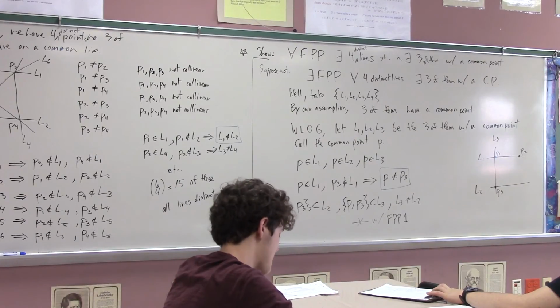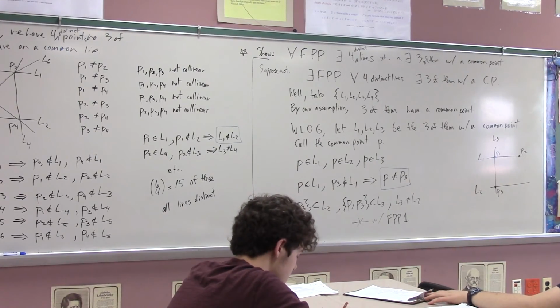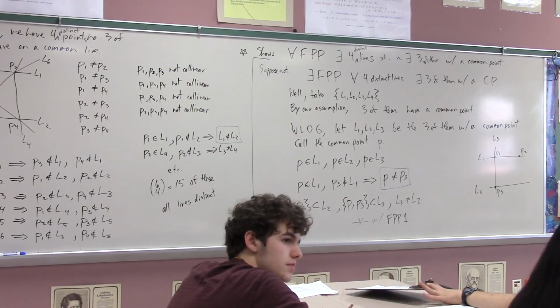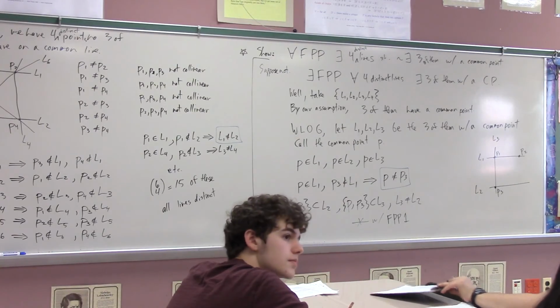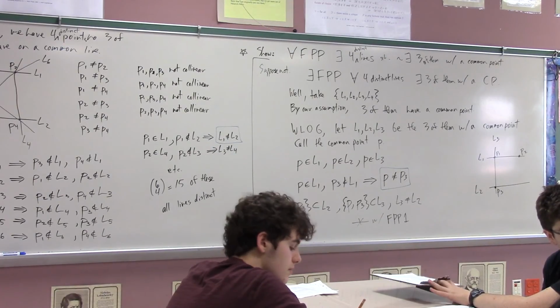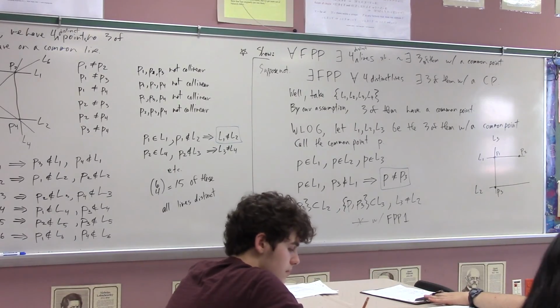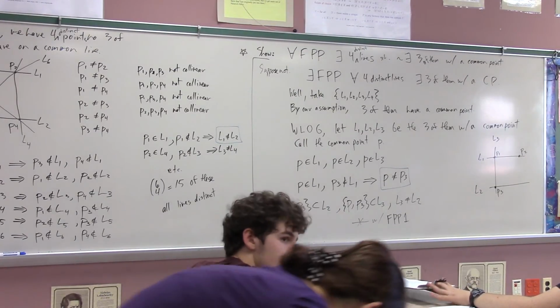So does everyone understand what we're doing? We're showing that FPP1, FPP2, and FPP3 prime imply FPP3. Which means that we could have taken either of those two as axioms, and that fully proves the duality.